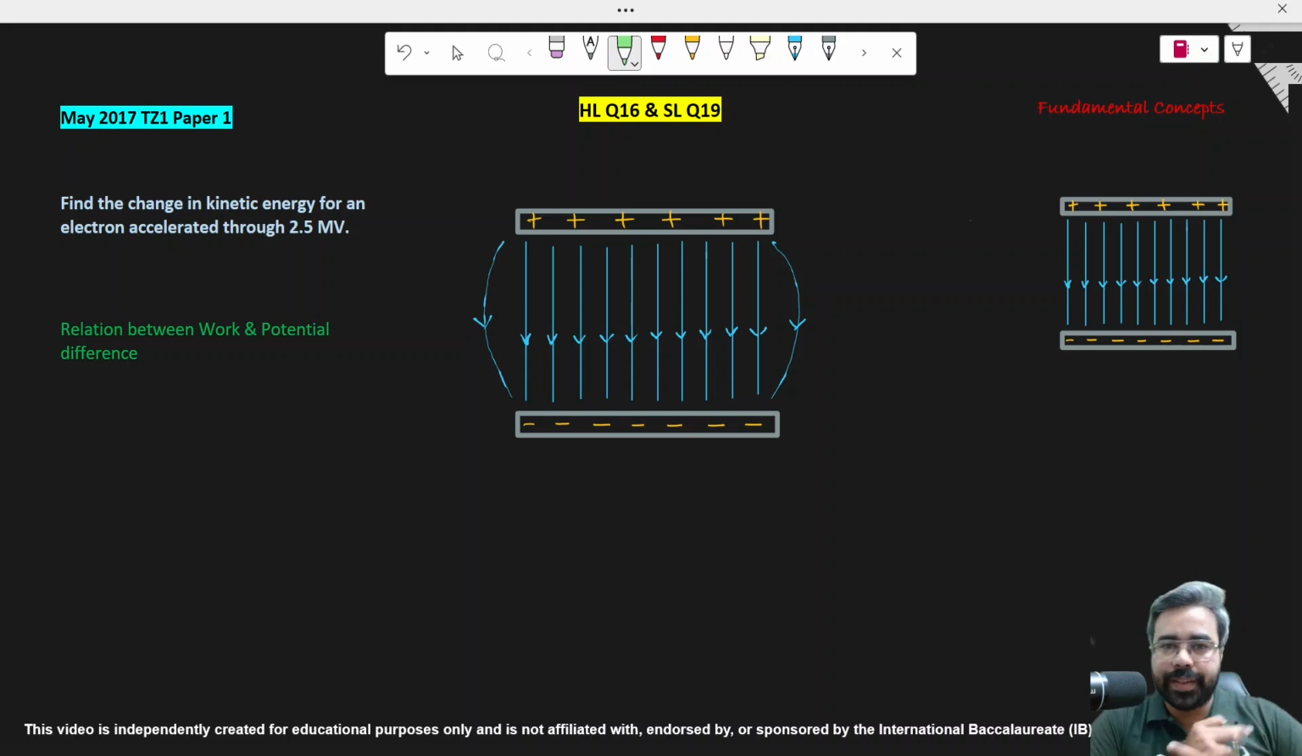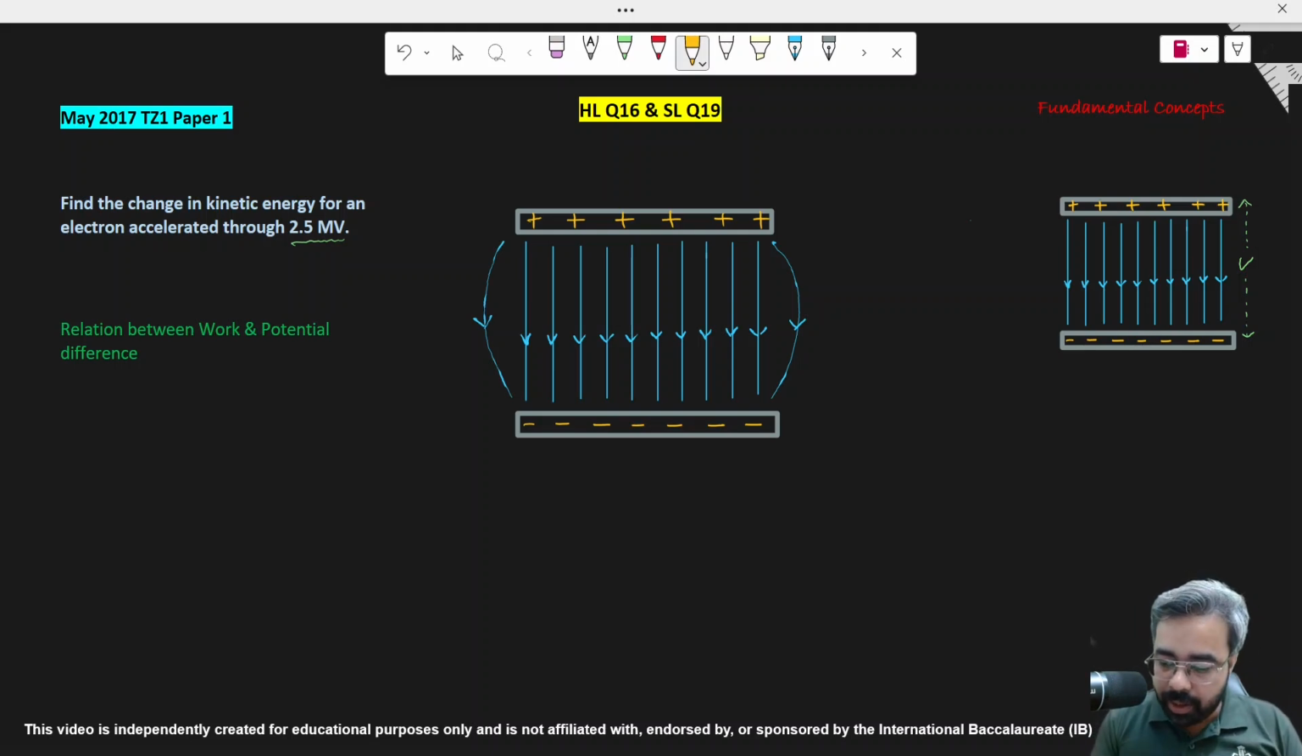Hi, this question is about the motion of a charged particle in a uniform electric field. But first of all, how is a uniform electric field produced and how does it look? You can see in a fundamental concept that if you maintain a constant potential difference between them, just like in our question, it is mentioned that 2.5 megavolts, 2.5 million volts, is maintained as a constant potential difference between the plates, then you can produce this uniform electric field.